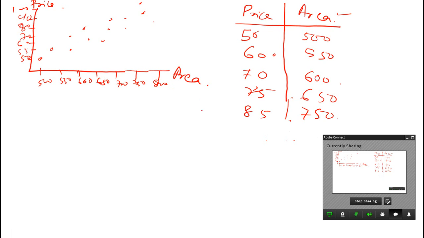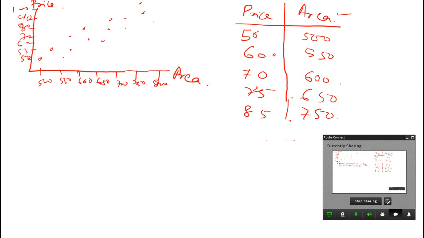Now what is the pattern that you can see here? Well, the pattern is that with increase in area, the price is increasing, right? That is obvious, right? With increase in area, the price of a house always goes up. But it's not in a proper manner.